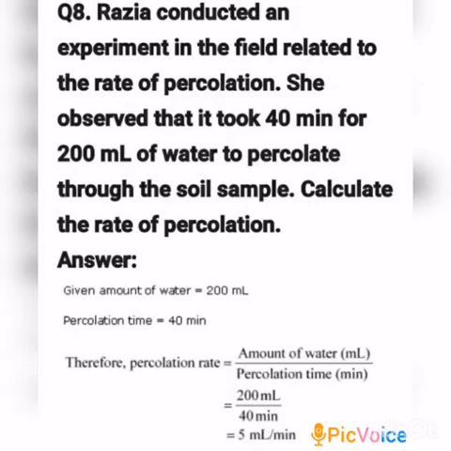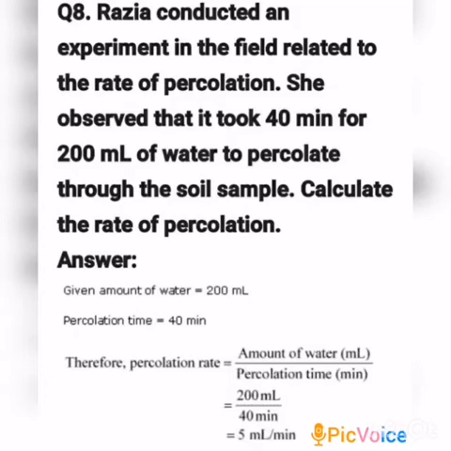You have given the amount of water and the time to percolate. Remember, what is the rate of percolation, children? What is the formula to calculate the percolation rate or rate of percolation? Amount of water divided by time taken.